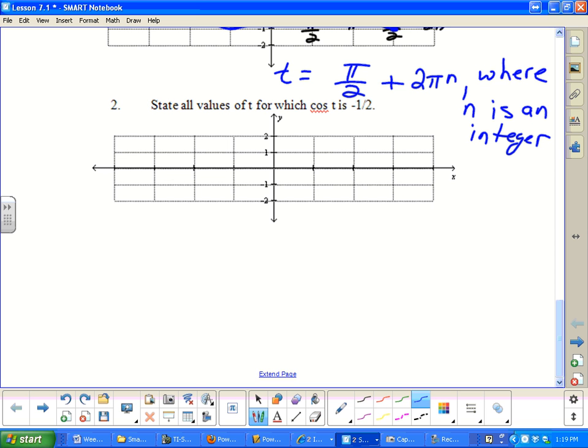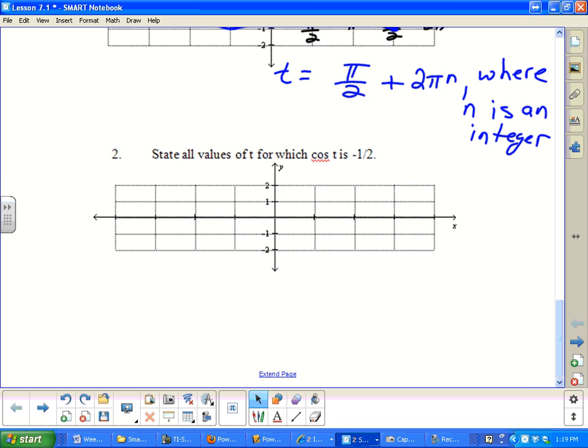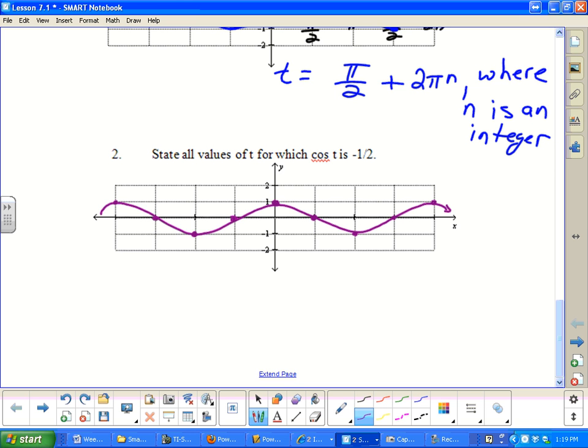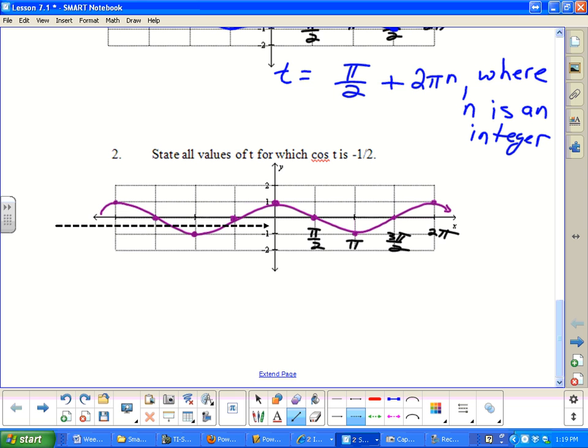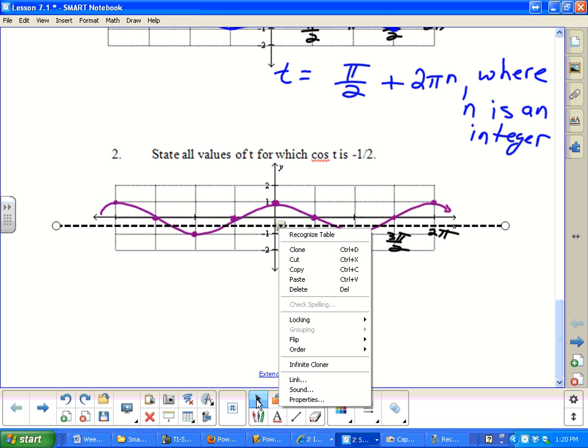All right. Now, number 2. When does cosine equal negative 1/2? All right, so let's draw the graph of cosine. All I need is those wonderful numbers, those main points. Okay. Now, I want to know when it equals negative 1/2. So I'm going to draw a line through here at negative 1/2. All right, I've got that black line. I'm going to change that to, oh, how about orange?